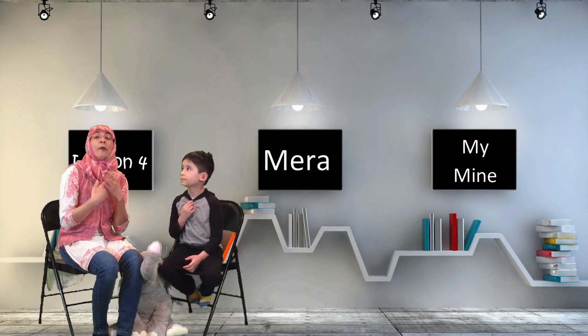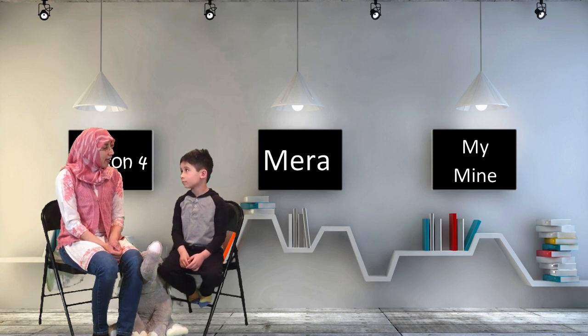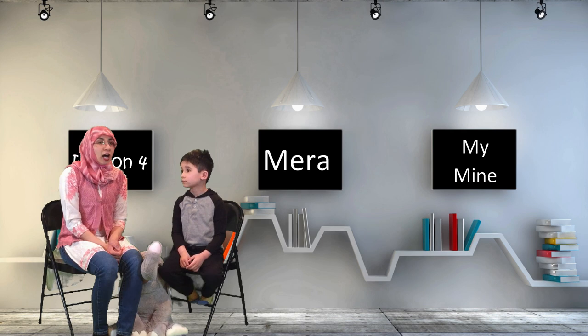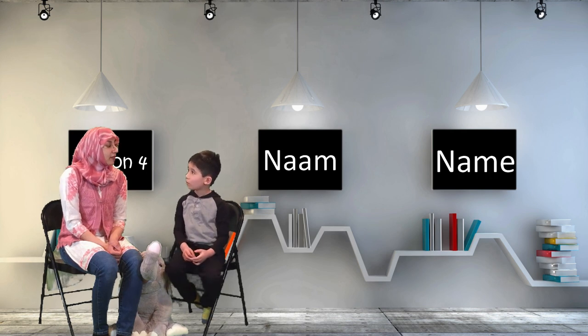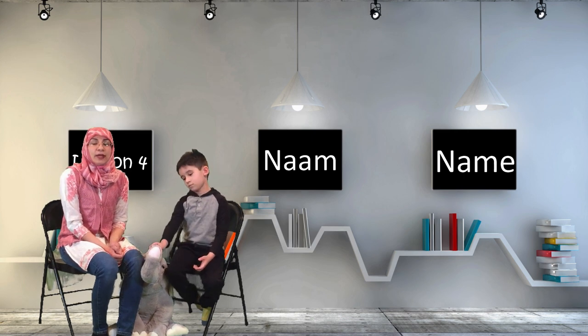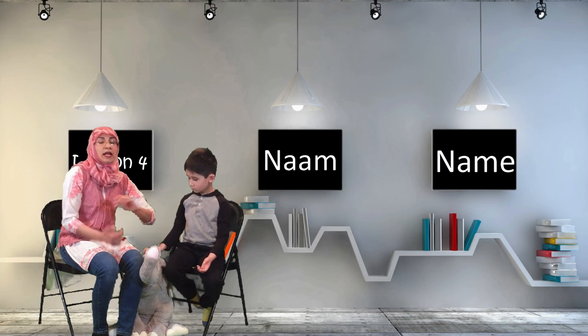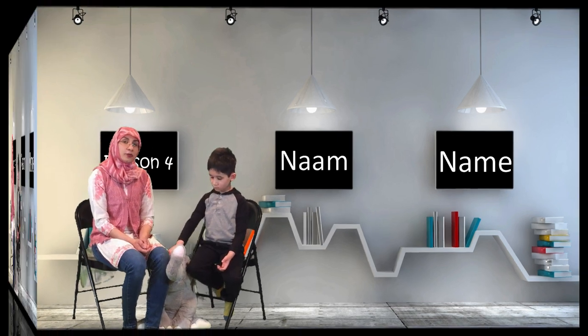Mera is mine or my, right? And naam is? What is naam in English? Name. So name is naam. Mera naam Ishmael. His name is Ishmael. So he's saying Mera naam Ishmael hai.